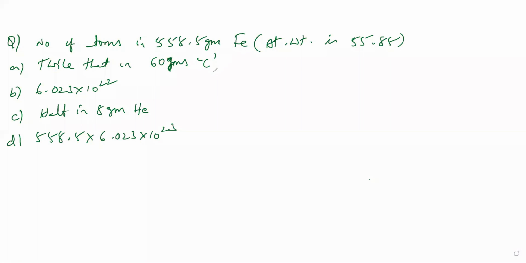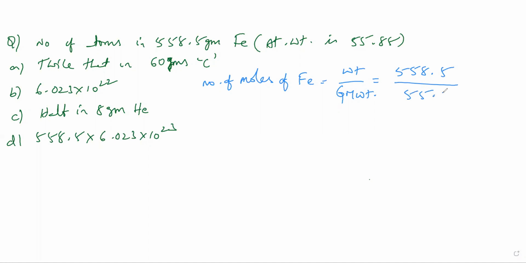For our convenience, I am first finding the number of moles of iron. How will you get the number of moles of any substance? Weight by gram molecular weight. What is the weight given? 558.5 grams, by gram atomic mass, which is 55.85. That means how many times? 10 times. So how many moles of iron are given in the question? 10 moles. Now, which option is equal to 10 moles?